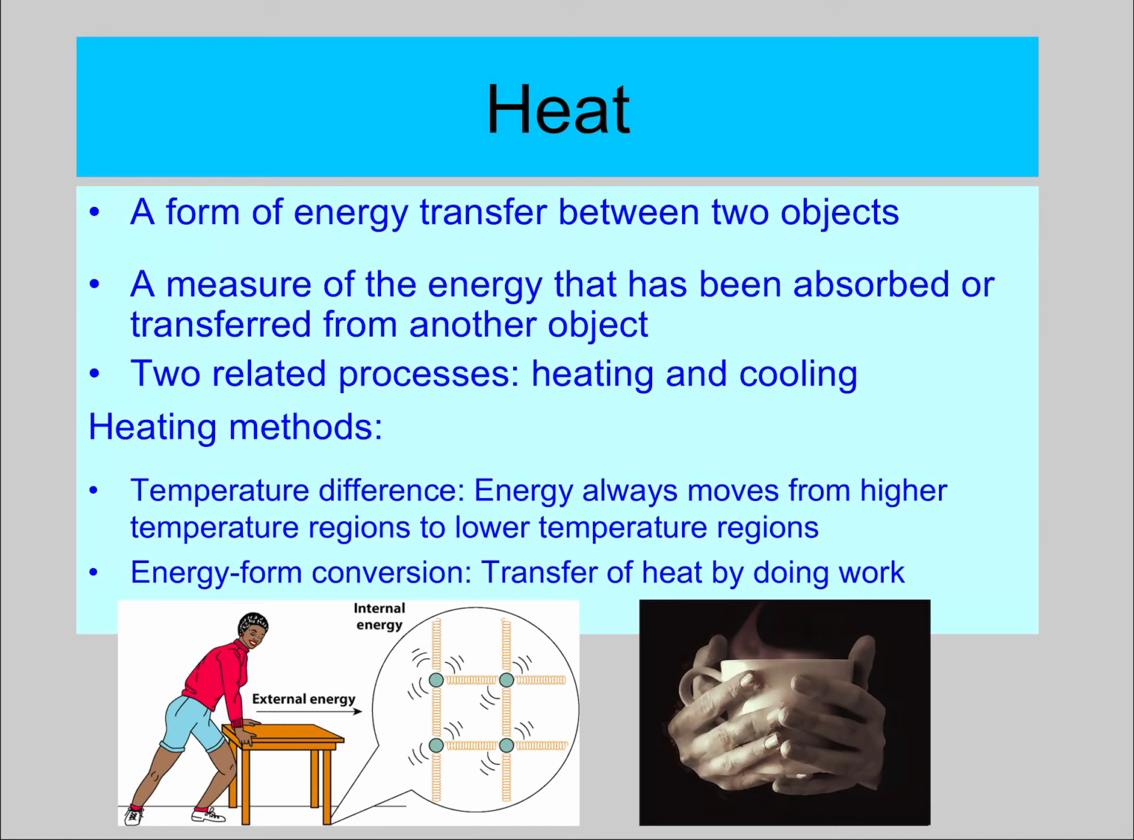The second heating method is energy form conversion. And so this is the transfer of heat by doing work. A really great example, obviously, is this person pushing a table. But an even more relatable example is when your hands are cold and you're outside, you're going to rub your hands together. And we know that if you rub your hands together, they will eventually get warm, right? And that's because you're doing work. You're creating a friction force between your hands, which then becomes heat. And so that's an example of energy form conversion.